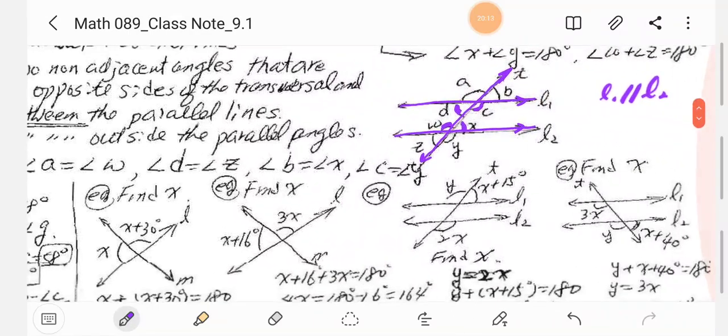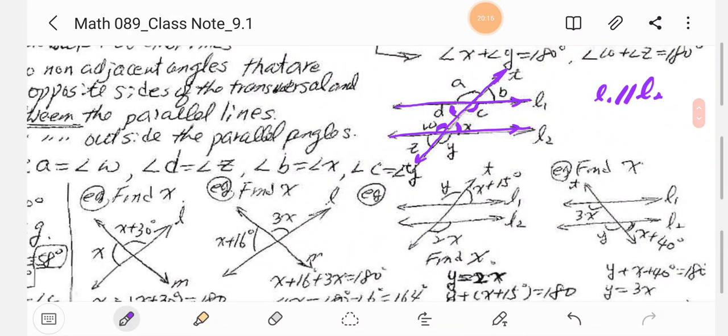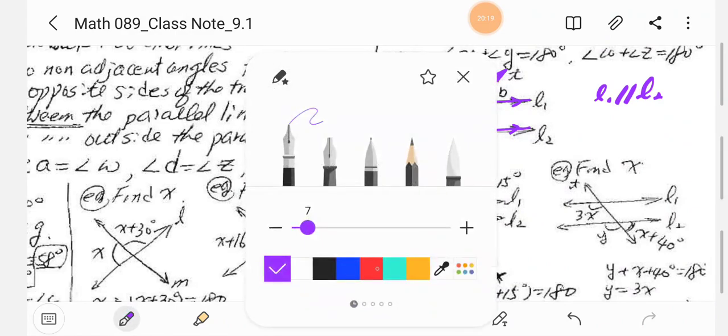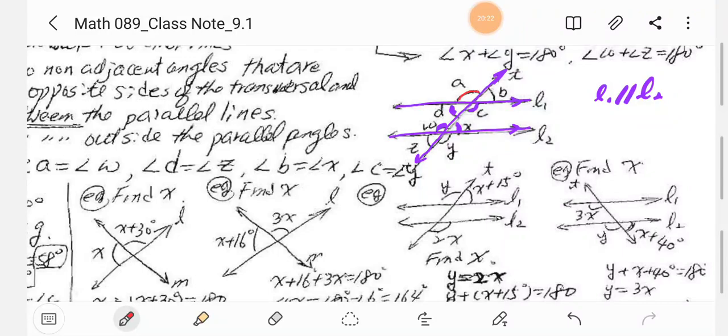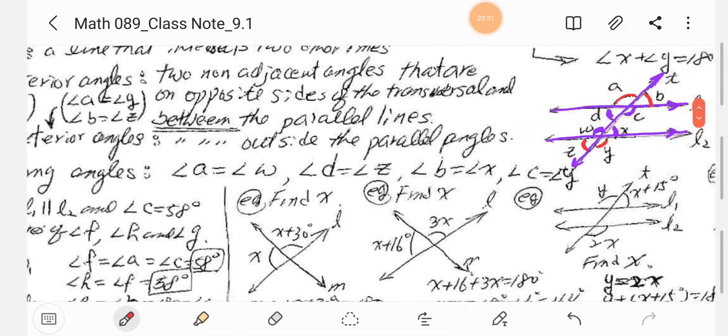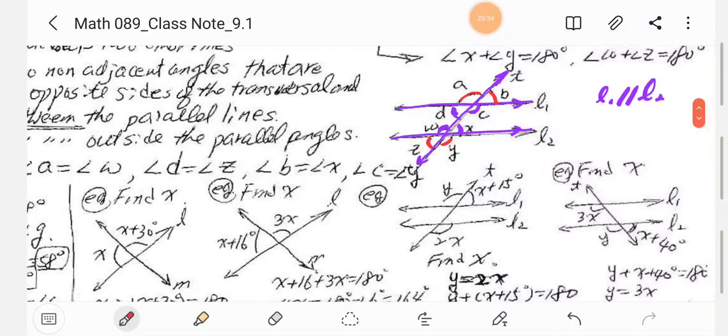How about exterior angles? Exterior angles are the angles outside the parallel lines. So here it is angle A, angle B, angle W, angle Z. So these are the exterior angles. And alternate exterior angles means if one is on the left hand side of the transversal, then the other one is on the right. So A and Y are alternate exterior angles, and also the pair of angle B and angle Z is another pair of alternate exterior angles.